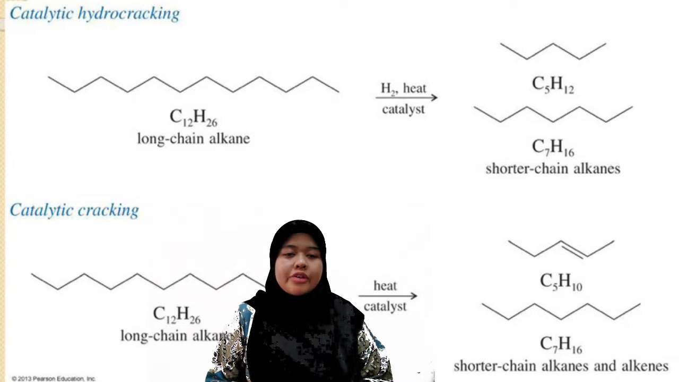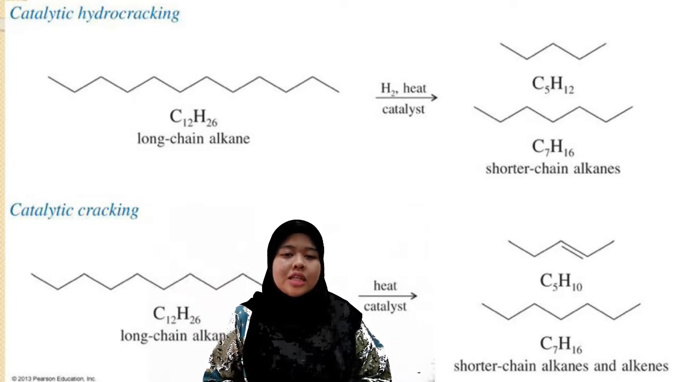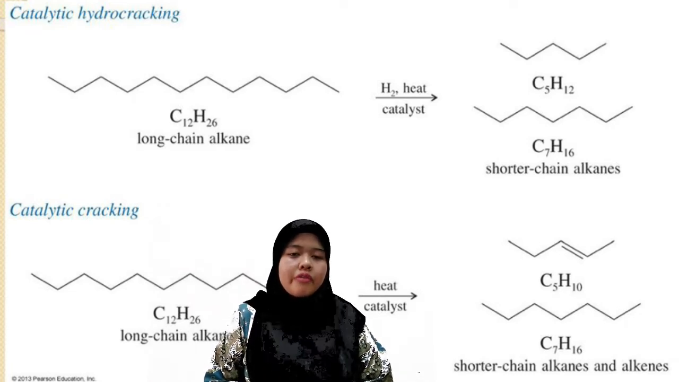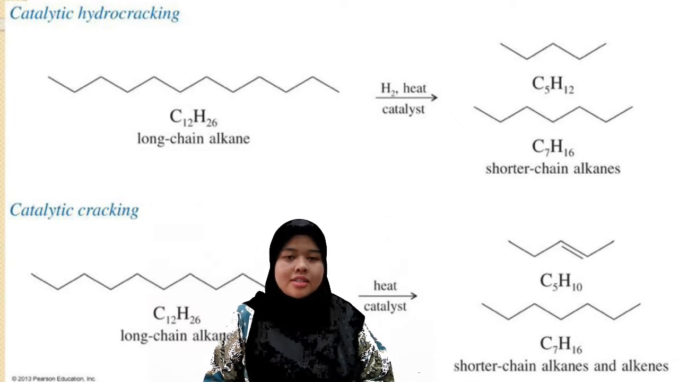Catalytic cracking is a reaction in which larger saturated hydrocarbon molecules are broken down into smaller, more useful hydrocarbon molecules. For example, dodecane can be cracked to form pentane and heptane using a temperature of approximately 550 degrees Celsius and a catalyst known as zeolite, which contains aluminium oxide and silicon oxides.